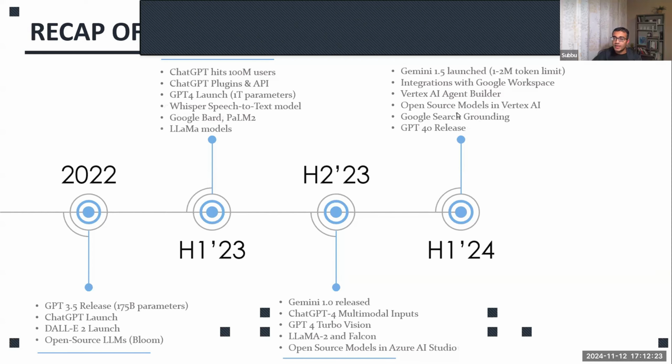And Google also started supporting open source models within the Vertex AI platform, similar to the Azure OpenAI Studio that you see here. It was also supporting other open source models. And Google Search grounding was also released at that point in the first half of 2024. So right now, as I said, all of these models support only the pre-trained data up to a specific date, and they don't support anything after that.